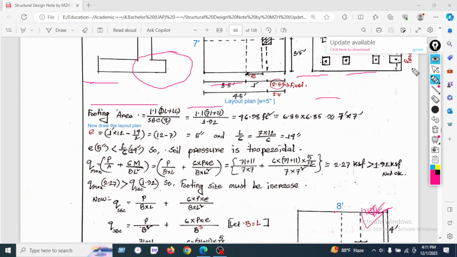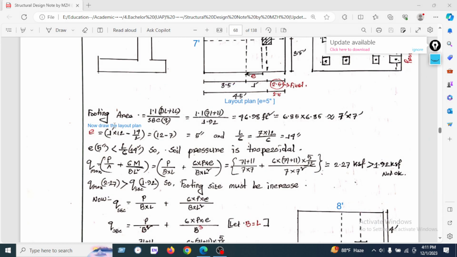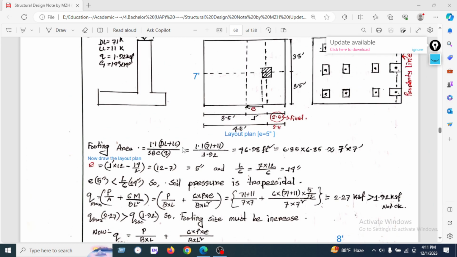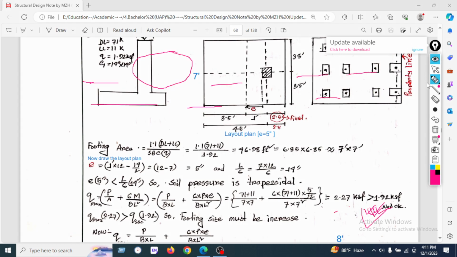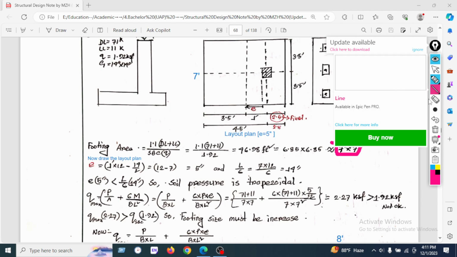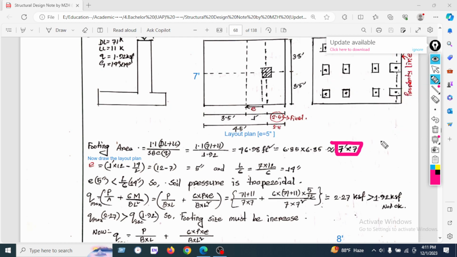Here is the footing area. We have calculated the footing area at first. The footing area is 1.1 times dead load plus live load divided by soil bearing capacity, and we have found 46.96, which is 6.85, or similarly 7 feet by 7 feet. So here is our initial dimension of the footing: 7 feet by 7 feet.